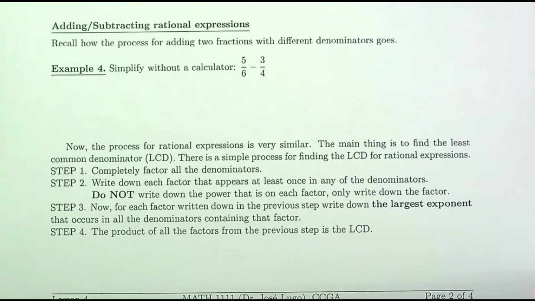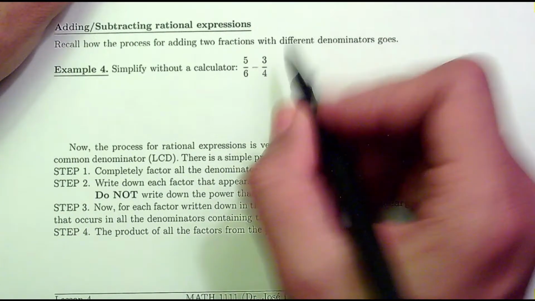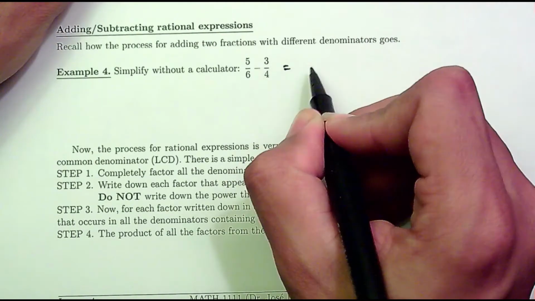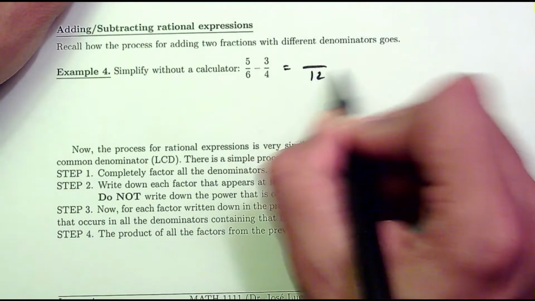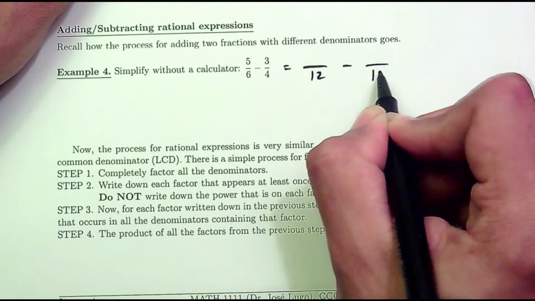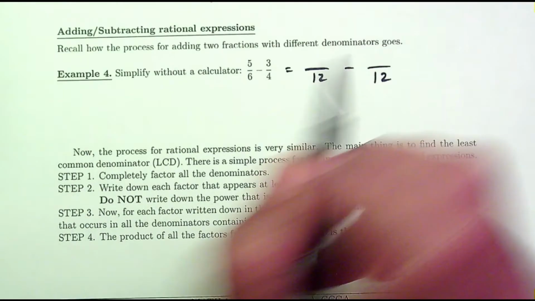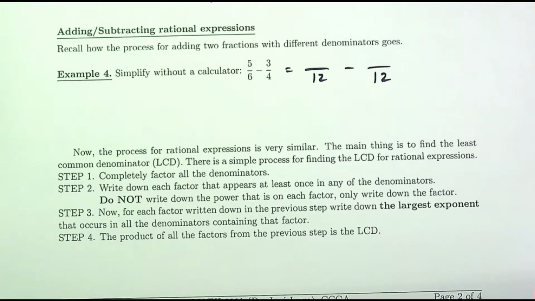If you think 24, well, 24 is a common multiple, but it's not the least common multiple. 12 is the least common multiple. 12 is the smallest number for which 6 and 4 are factors of it. So that means 12 is the least common multiple. What you want then is to convert both fractions to new fractions that have 12 as a denominator.